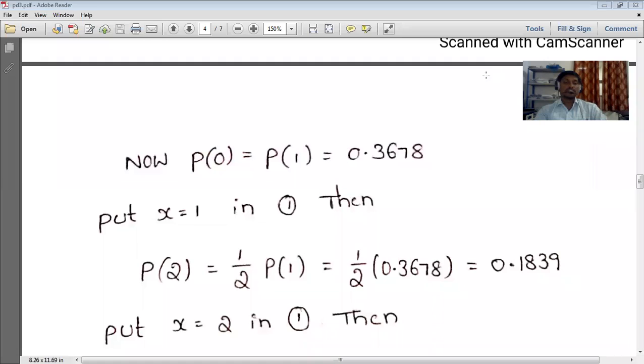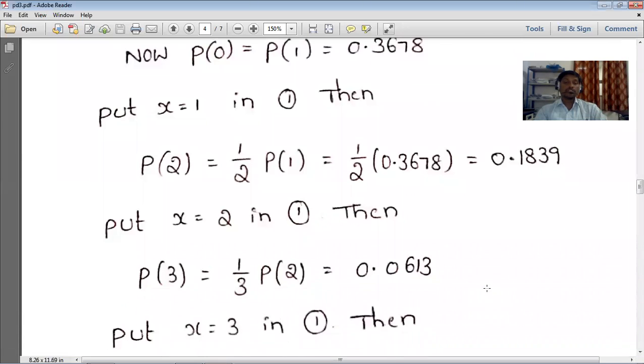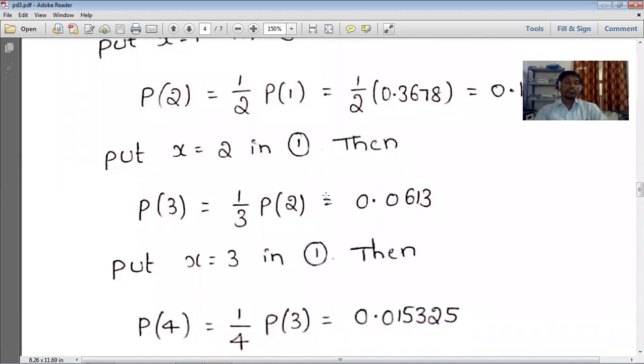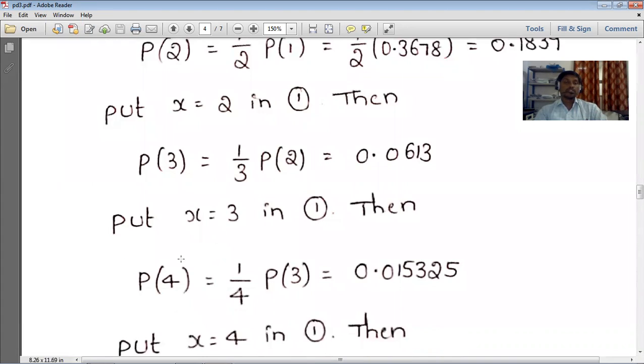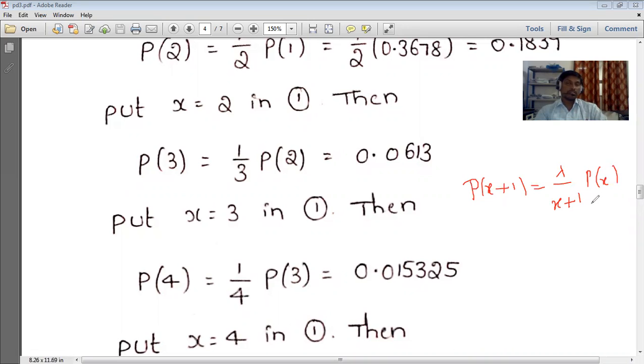In the same way, next we have to substitute 2 in place of x, then 3, then 4. Up to 4 we have to substitute. So we got this one or not? What is the formula here? It is p of x plus 1 is equal to lambda by x plus 1 into p of x. So this is the formula we are using, right?